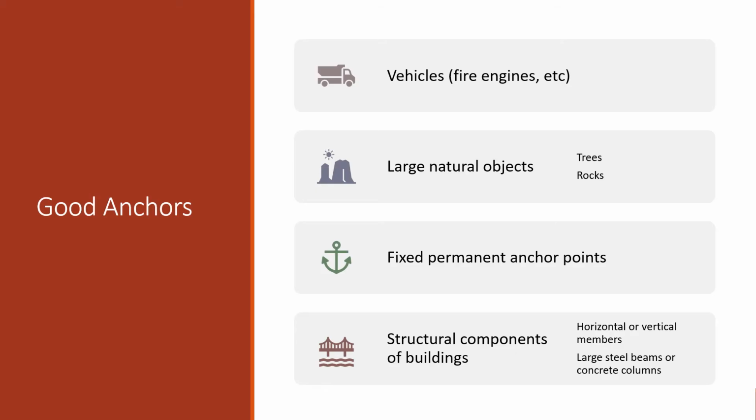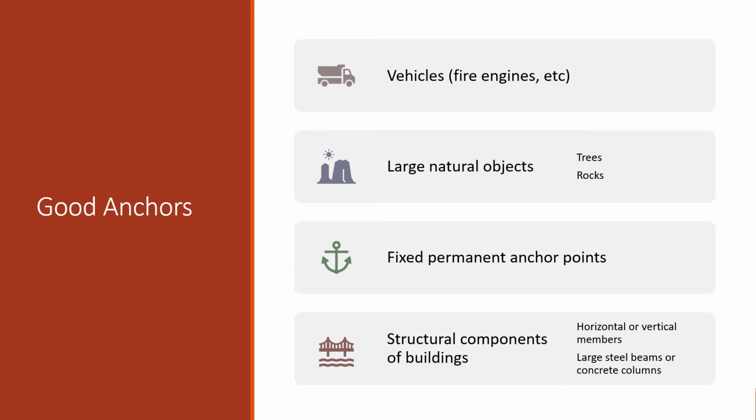So what's a good anchor? Vehicles can be really, really good anchors, especially big vehicles like fire engines. Fire engines are good, ambulances are not. Don't use ambulances. Ambulances move once the victim is there, so they're not a great anchor. Fire engines themselves are good. Brush trucks, not as excellent, but they're still pretty good. Large natural objects are great anchors. Big rocks, big trees that are obviously alive and doing great and hanging out.